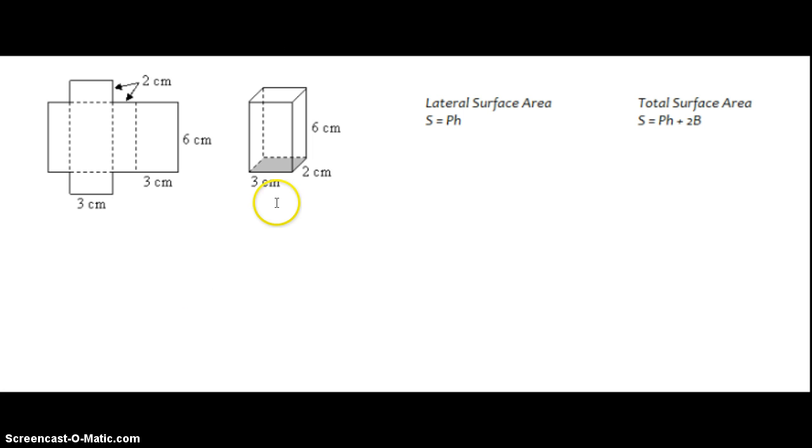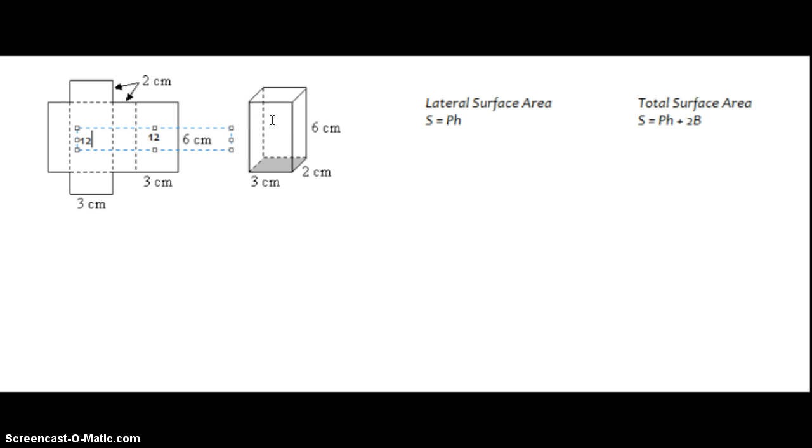All right, so let's take a look. I have a rectangular prism right here, and then I have the same rectangular prism's net next to it. So let's take a look at our formulas for lateral surface area. Now remember, lateral is just referring to the faces, not the bases. So if I were to use the net, and I just found the area of this face right here, the 6 by 2, that would be 12. And then this one would also have an area of 12 square centimeters.